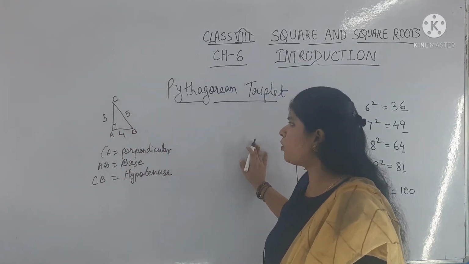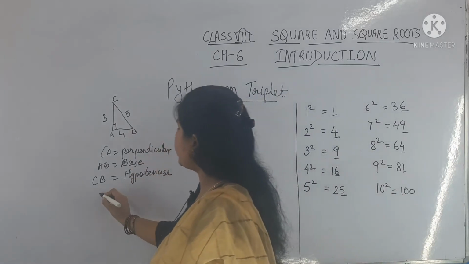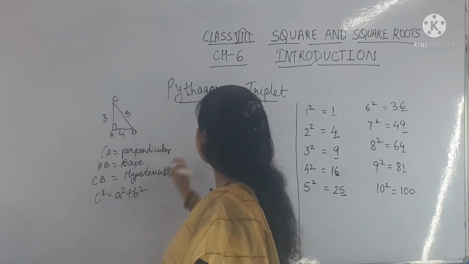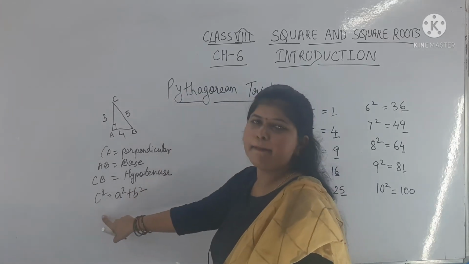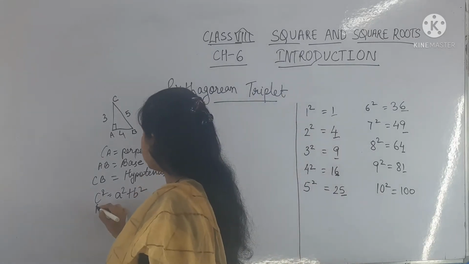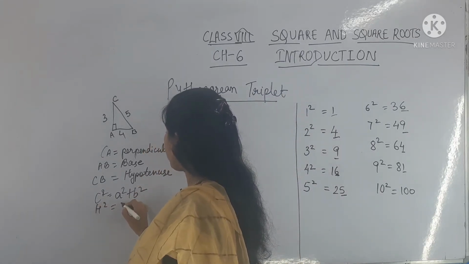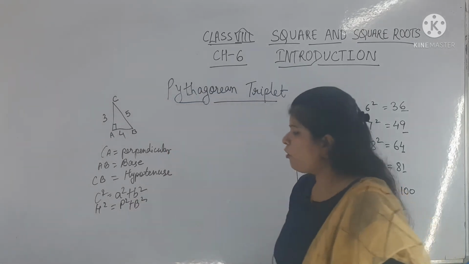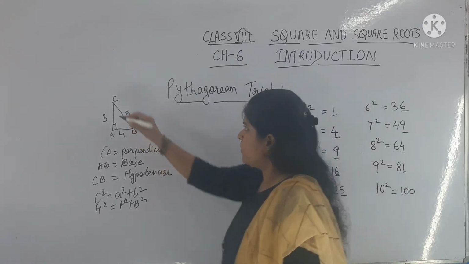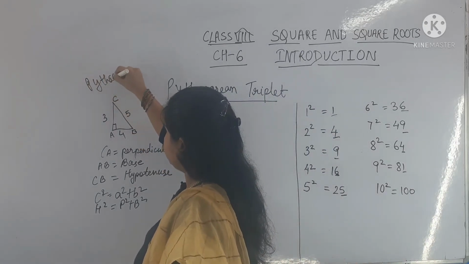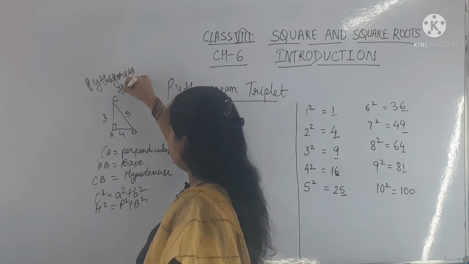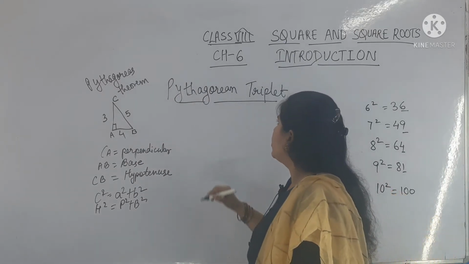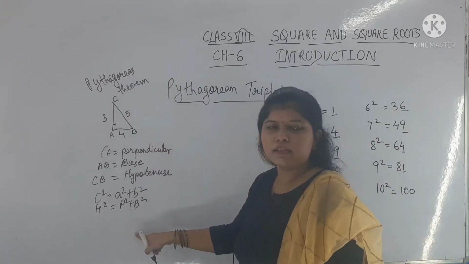Like this we have the Pythagorean triplet. So its formula is c square is equal to a square plus b square. C square means hypotenuse square, equal to a square, that is perpendicular square, plus base square, like this. So this is the formula for the Pythagoras theorem. It will apply only in the right angle triangle. That should be remembered.